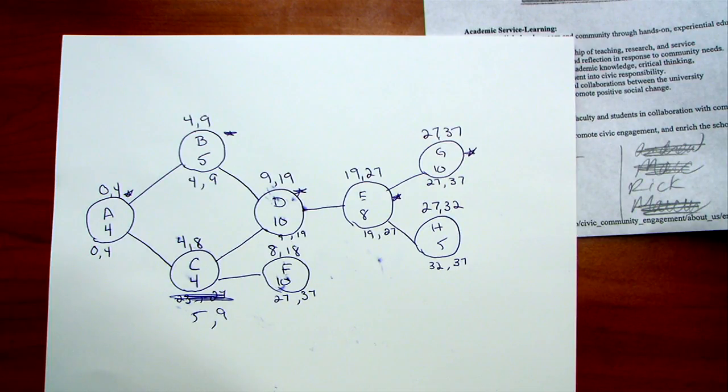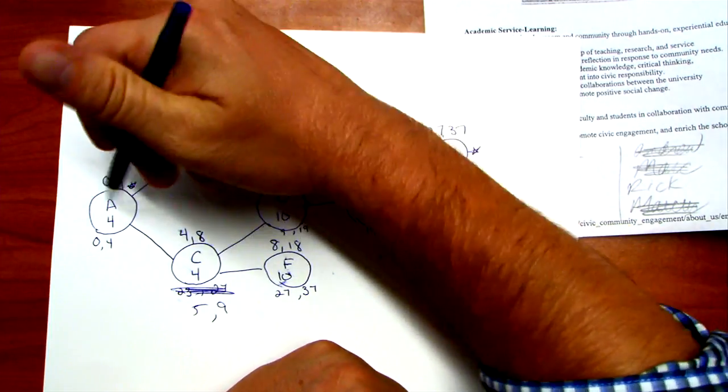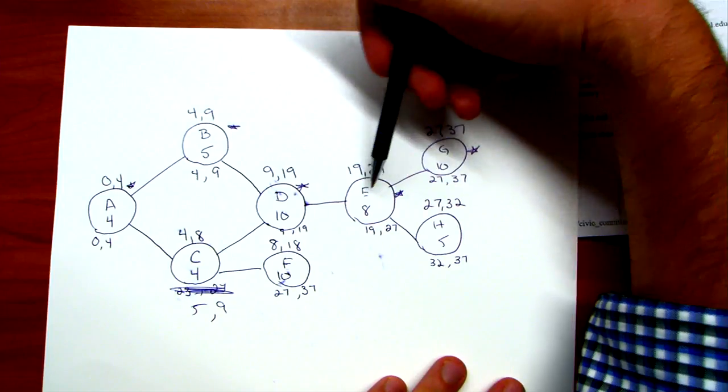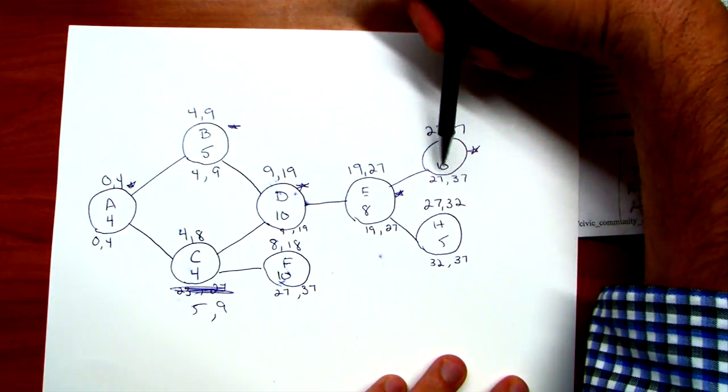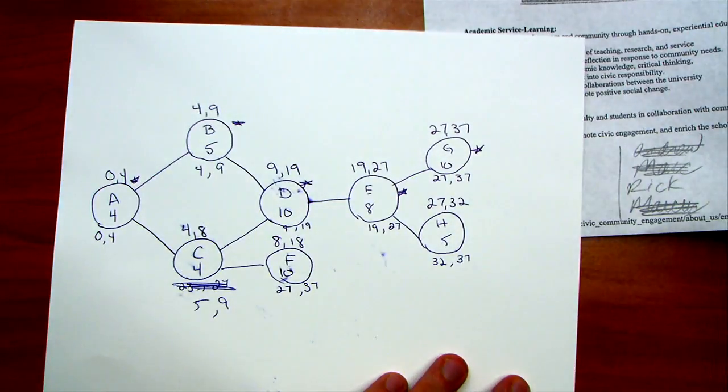Okay, so first thing we want to do is build our network. So I believe I have that represented up above here. B waits on A, C waits on A, D waits on both B and C, E waits on D, F waits on C, and G waits on E, and H waits on E. And hopefully I have the duration.